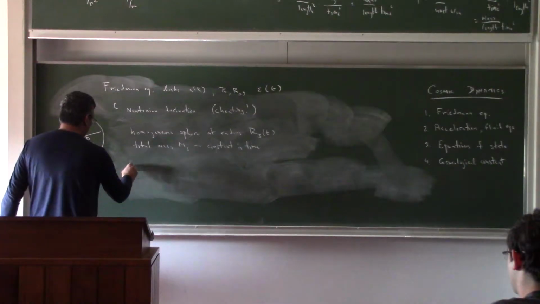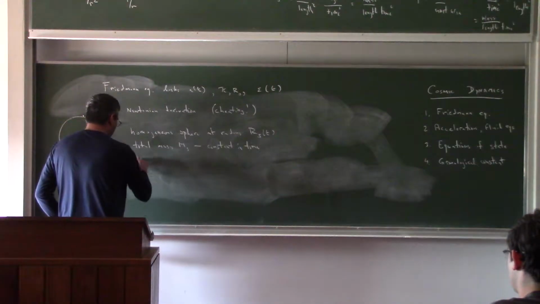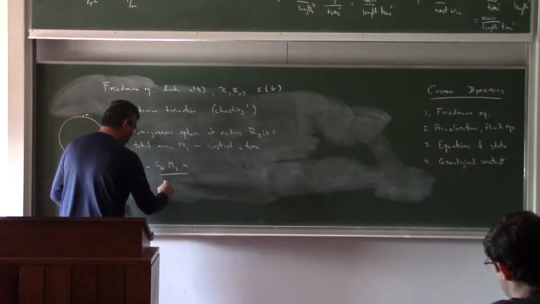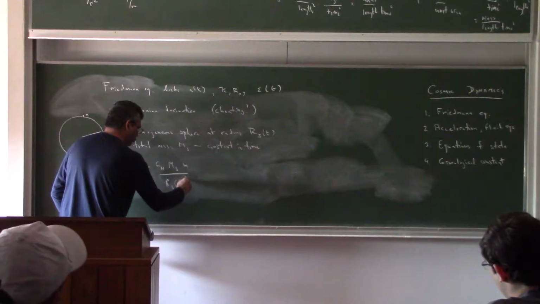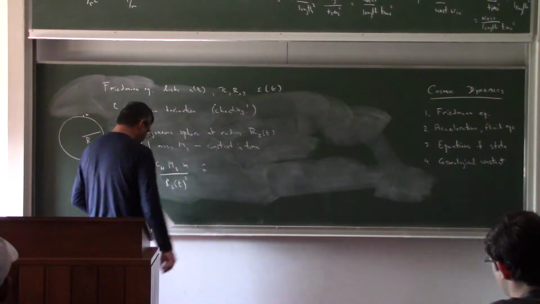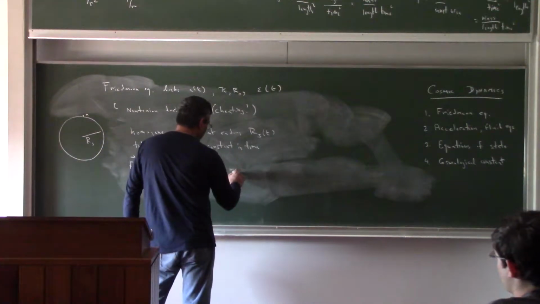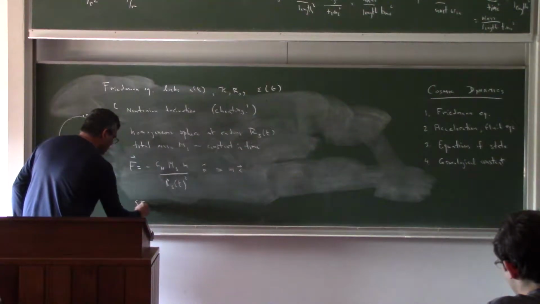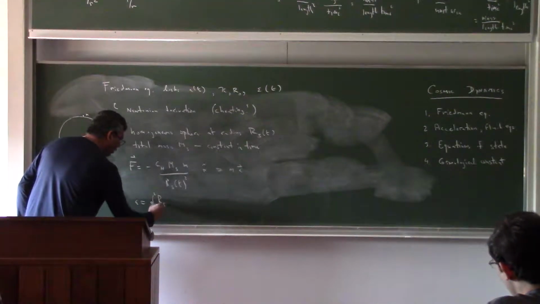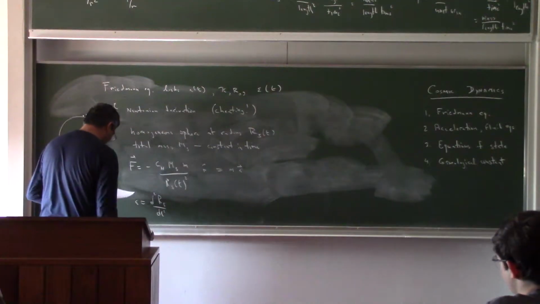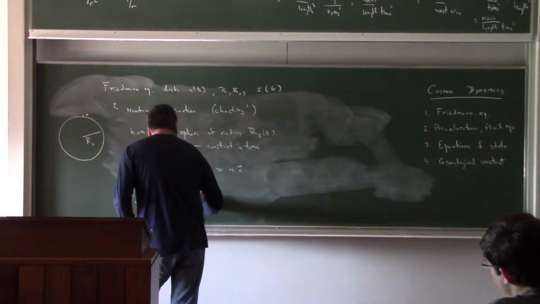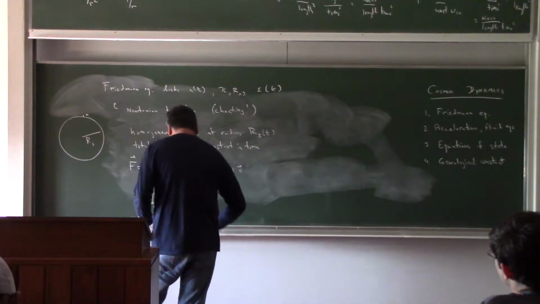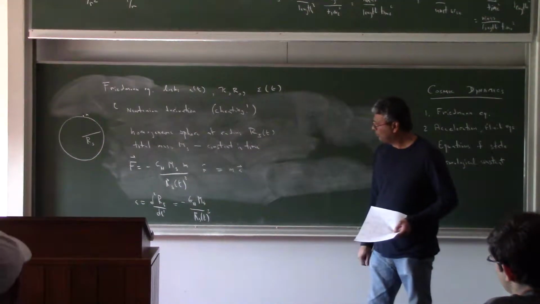The force is going to be minus G Newton, M sphere, m of the test mass, over radius of the sphere squared, directed radially, and this equals mass times acceleration. So the acceleration is going to be d squared R s dt squared, which equals minus G Newton M s over R s of t squared. Okay.